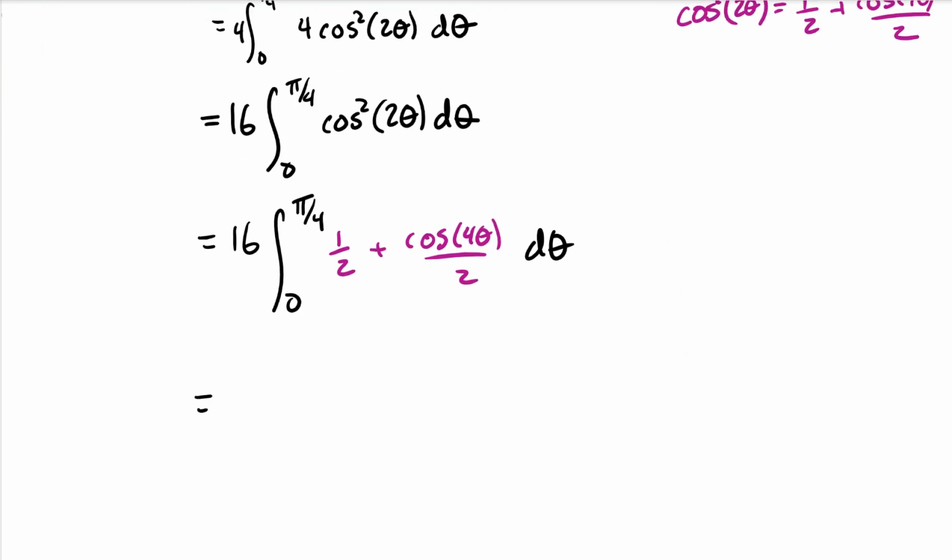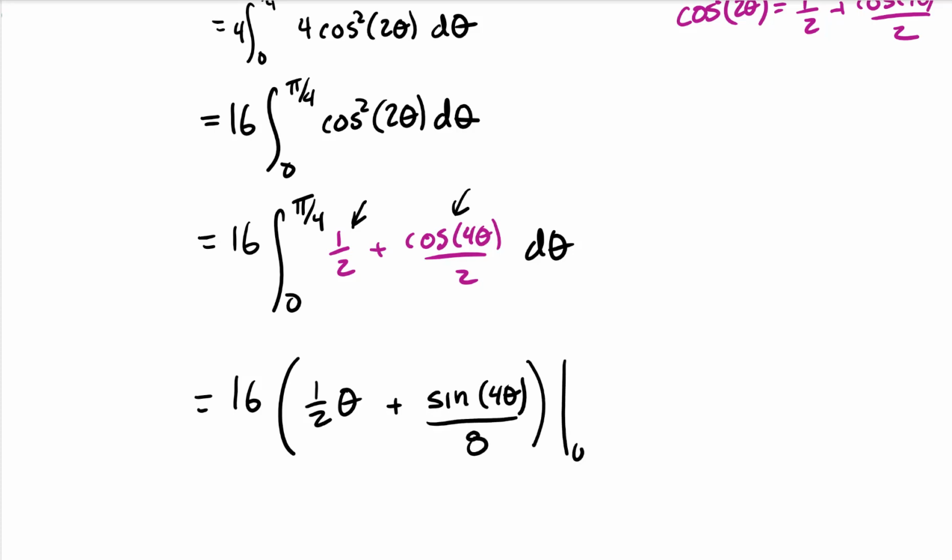Sweet. Let's go. Don't bring that 16 in. So we're going to take an antiderivative on 1/2 with respect to theta. That's 1/2 theta. And now we're going to need to take an antiderivative on cosine of 4 theta. But what's the antiderivative of cosine? Isn't that sine? And are we going to multiply by that 4, or are we going to divide by that 4? We're going to divide by it. Now, if you need to do a u-sub on it, do a u-sub. You're all good there.